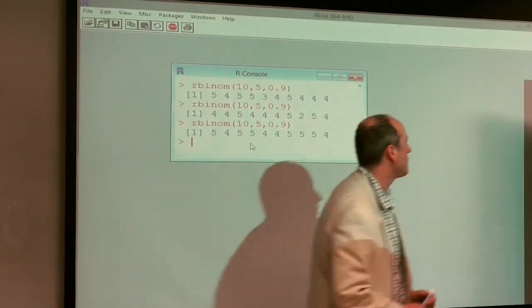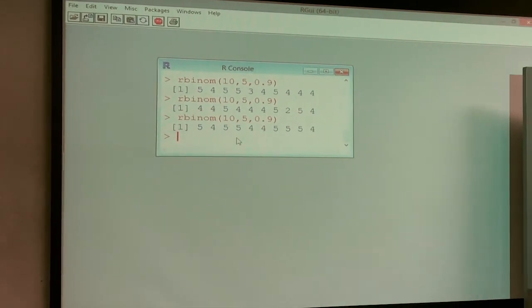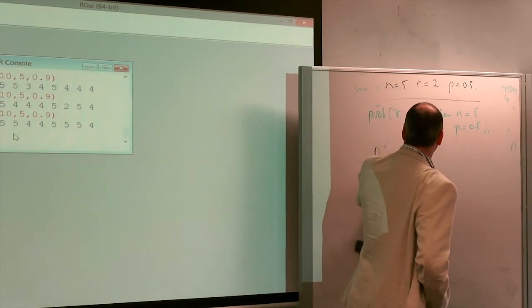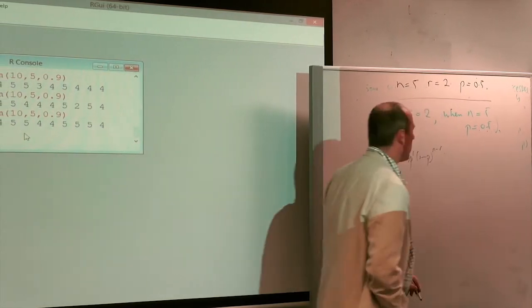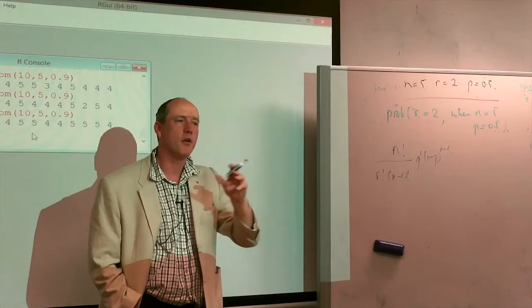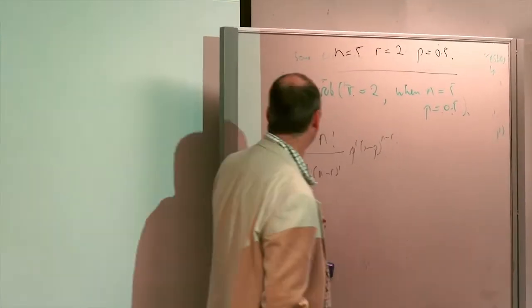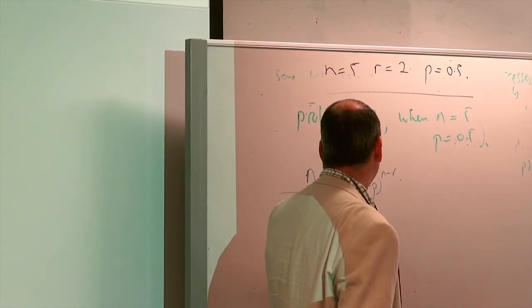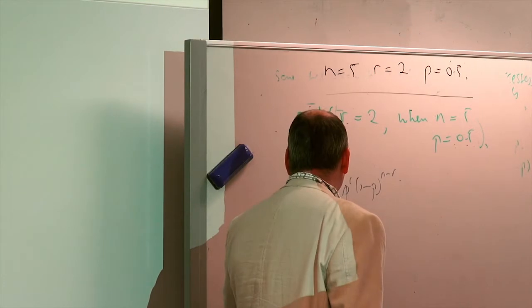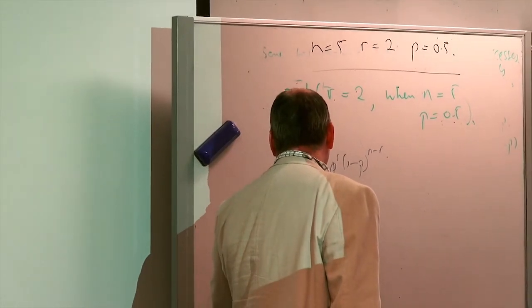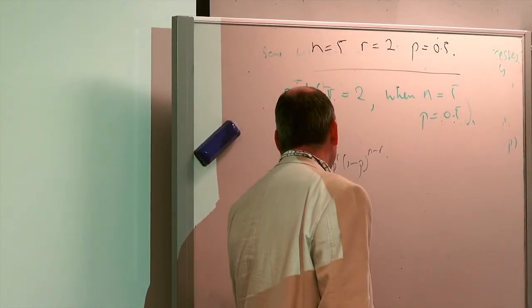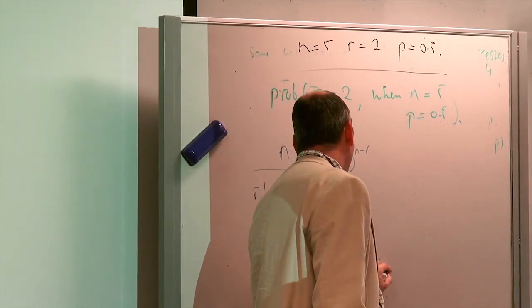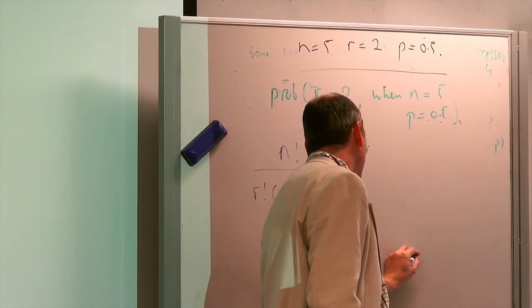Oh, I've scribbled it off now, haven't I? So it's n factorial over r factorial, n minus r factorial. Okay? You should be able to write that without thinking. There should be no thought at all. You should just be able to write it down. n equals 5, r equals 2, p equals 0.5. So it's equal to 5 factorial over 2 factorial, 3 factorial, times 0.5 to the power 2, times 1 minus 0.5 to the power 3.